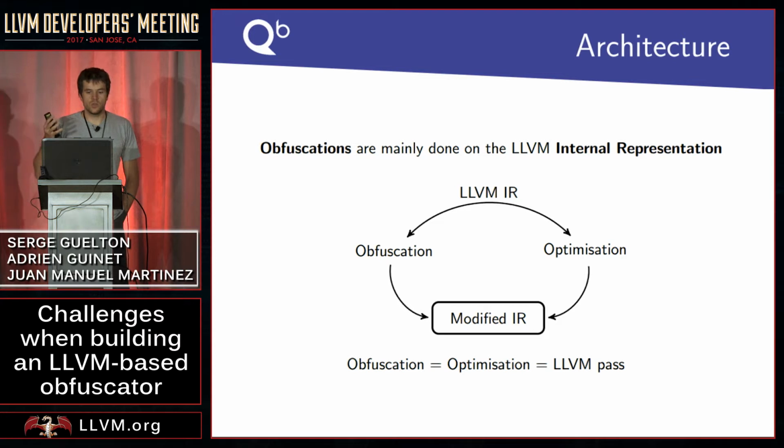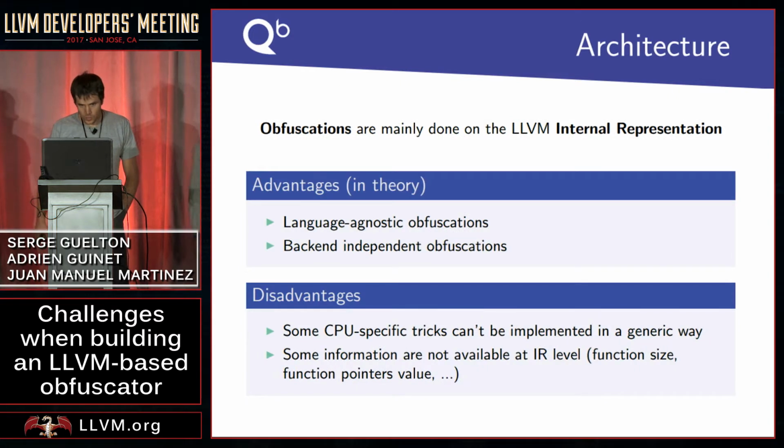Then we do this obfuscation. An obfuscation is just a regular pass. You've got passes that optimize the code for performance, and an obfuscation is just an optimization that optimizes for security or for obscurity. But it's just an LLVM pass, so it fits well into the model. The advantage of relying on LLVM is the one that everybody knows: you're language agnostic, you're backend independent, and that's great. In the context of obfuscation, there are some drawbacks.